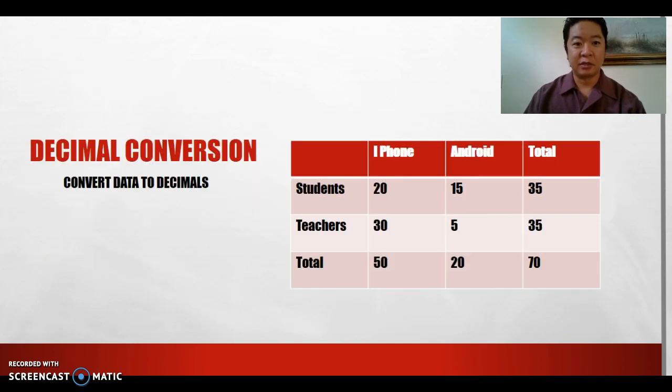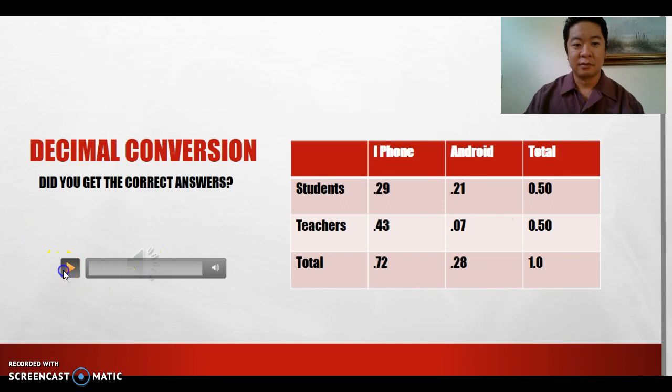Now we're going to do decimal conversion. We can convert the raw data into decimals. Do you remember what steps you have to take to do that? Give it a shot. I'll give you 20 seconds. And if you need to, you can pause the video. Alright, let's move on. Did you get the correct answers? Alright, good job.